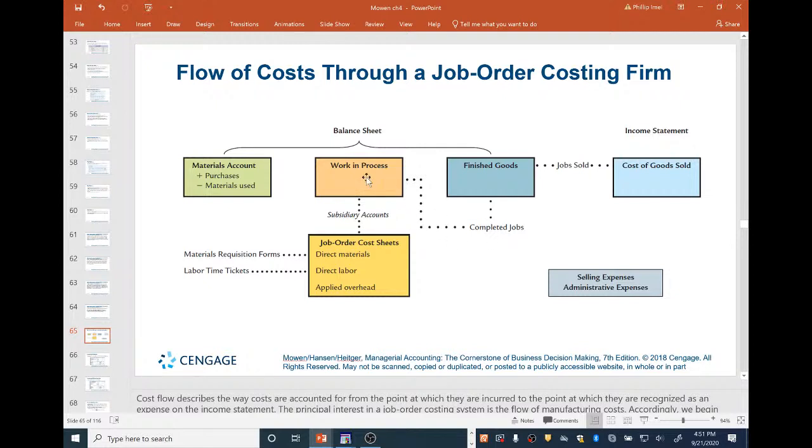Once the jobs are completed from work in process, that's going to be held in finished goods. Finished goods, once they're sold, it goes to cost of goods sold, and that's obviously on your income statement. And then we'll also have selling and administrative expenses down here as well. So that's just a little visual of how it's flowing through the statements.